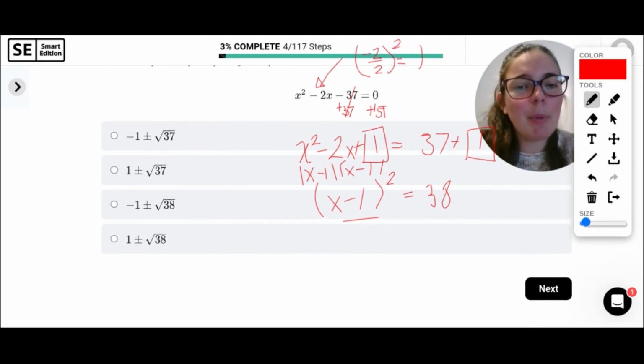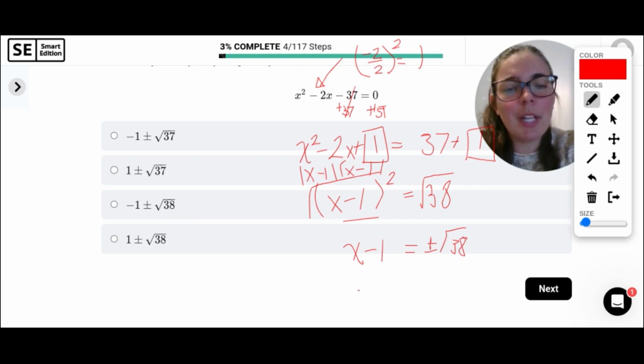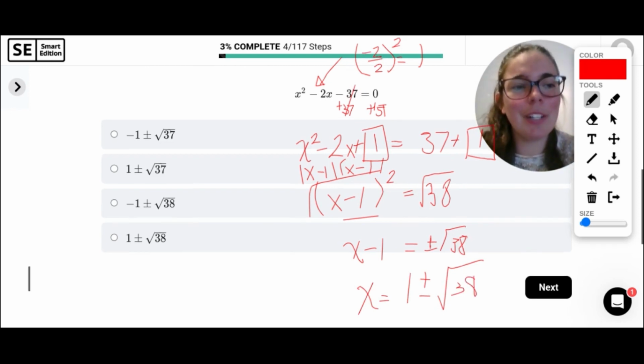Now I need to get x by itself, so I need to take the square root of both sides. So on the left, I'd be left with x minus 1, and that's going to equal plus or minus the square root of 38. And then last step, just add 1 to both sides. We tend to put it in the front. So 1 plus or minus the square root of 38 would be our final answer.